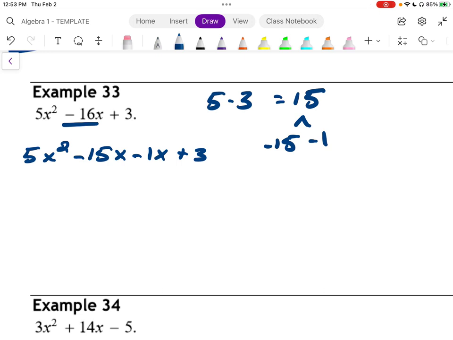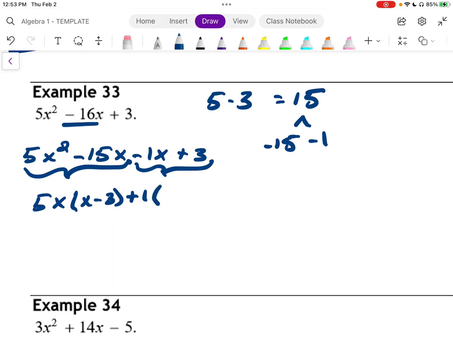Now I look at them separately. I look at the beginning two, and I look at the ending two, and I think about what I can pull out. In the first ones, I can pull out a 5x. That leaves me with an x minus 3. In the second one, I can't pull anything out at all. So I'm just going to say, well, let's pull out a 1, right? You can multiply 1 by anything. So I'm going to say plus 1 times negative x plus 3.